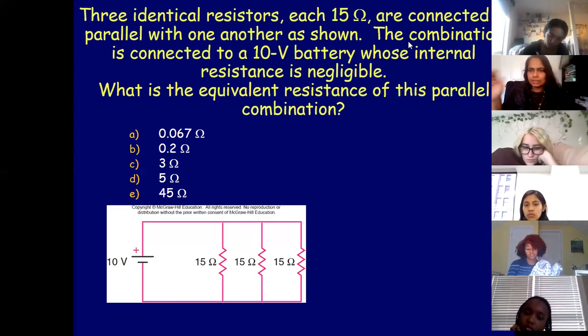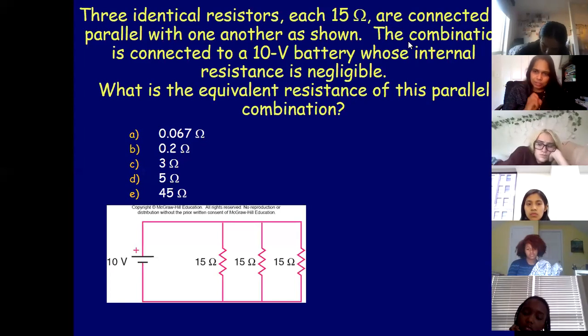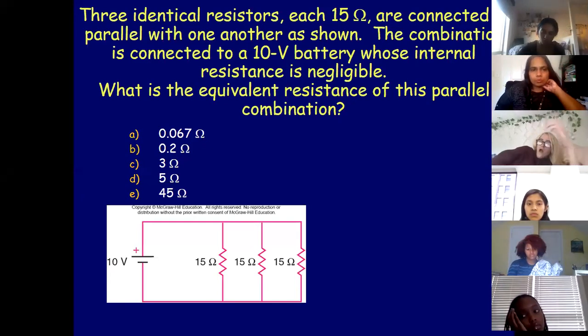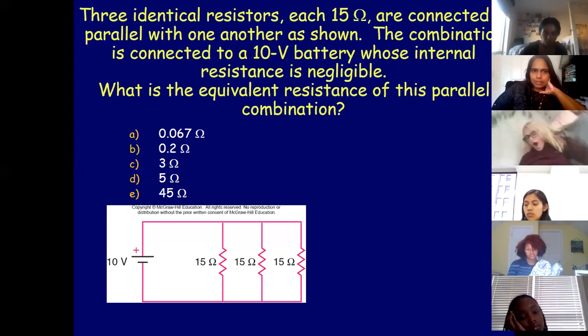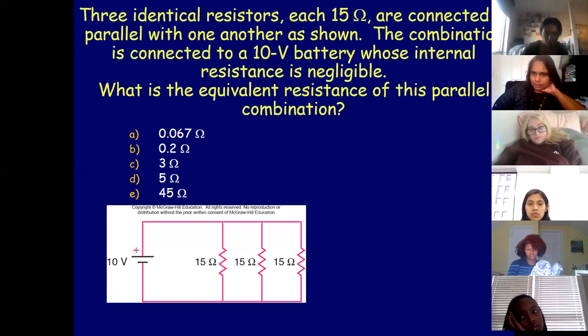But in real life, the resistance comes from all the connected wires and the internal resistance of the battery. Also, the resistors are heating up, so the resistance is changing. But this is an ideal situation. In the circuit, there's a 10 volt battery and 3 15 ohm resistors. So what is the equivalent resistance of this parallel combination? It's asking for the total resistance in the circuit.